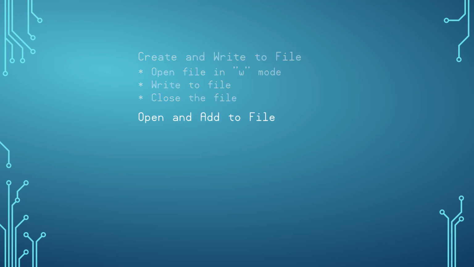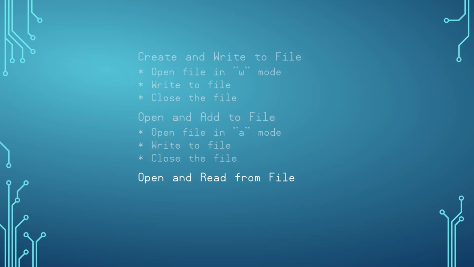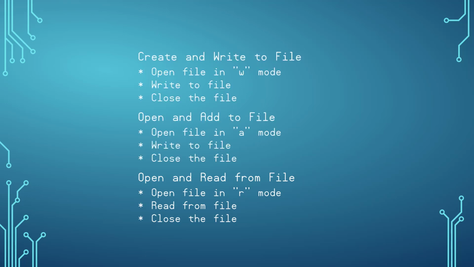We can also add to an existing file. In this case, we open the file in append mode to get a handle. We write to the file, we close the file. Finally, we can read an existing file. The steps are identical. Open the file in read mode to get a handle, read the file, and when we're finished, close the file. These are the bare essentials of file access.